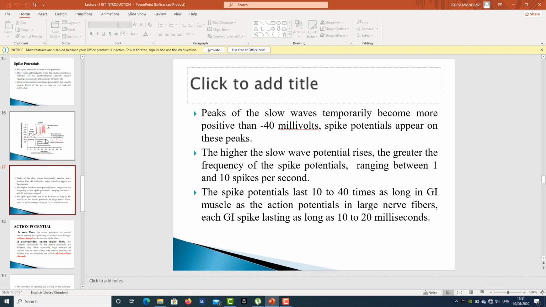Now the peaks of slow waves temporarily become more positive than minus 40 millivolts, and the spike potentials appear on these peaks. The higher the slow wave potential rises, the greater the frequency of spike potentials, ranging between 1 and 10 spikes per second. The spike potentials last 10 to 40 times as long in GI muscles as the action potentials in large nerve fibers, each GI spike lasting as long as 10 to 20 milliseconds.